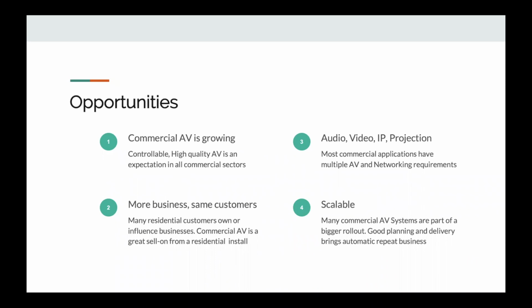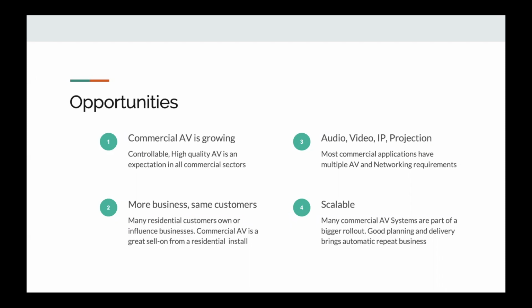Where are the opportunities? Well, I can tell you from personal experience that commercial AV has enormous opportunities in our business. Many of you will be familiar with customers that are generally self-made, and those customers have businesses. So quite often, commercial AV is a good way to get business expansion into your customers' businesses. Most commercial applications have multiple AV and networking requirements, so they generally spawn much further out of audiovisual into a much bigger affair. And commercial AV systems are scalable. So you may start with a smaller system, and you'll find that if you deploy it well, you'll be back to expand that system in the future.